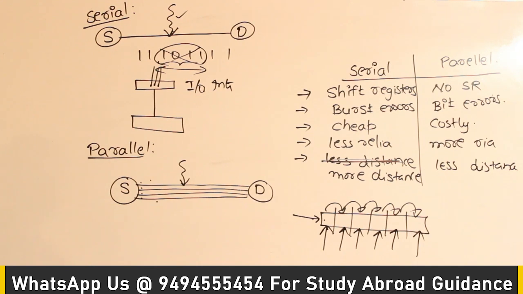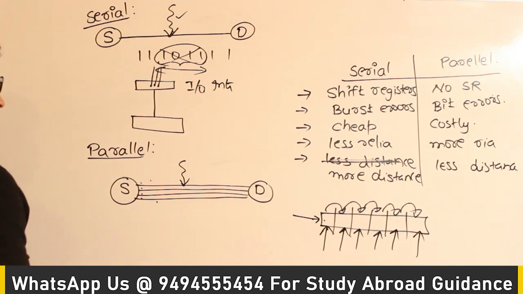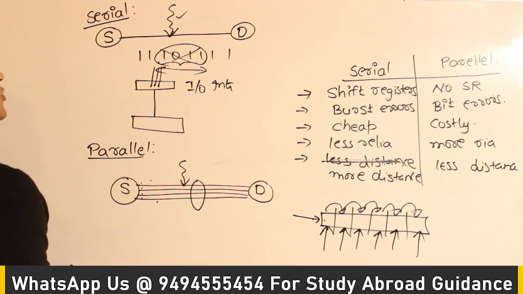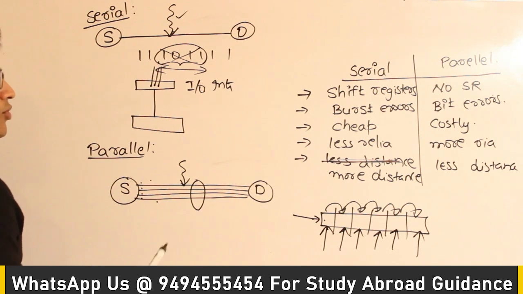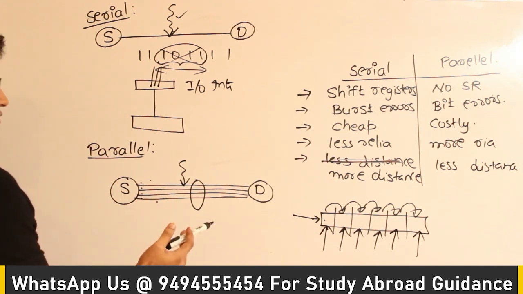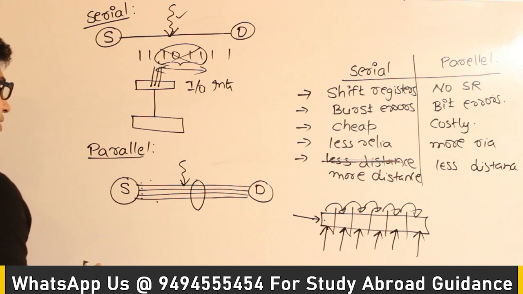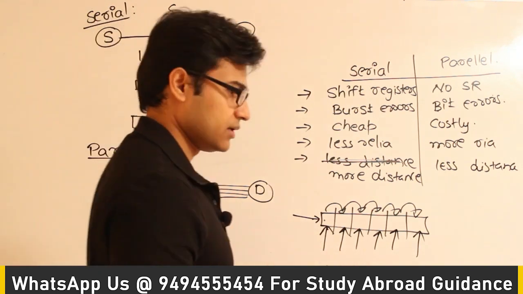Got it? And one simple example is our bus. Generally a bus is a collection of wires, right? So generally in case of bus we are going to have parallel communication. Got it? So both are being used. So this is one way we can classify the modes of transmission. Then the other way we can classify the modes of transmission is synchronous and asynchronous. We shall see it in the next video.